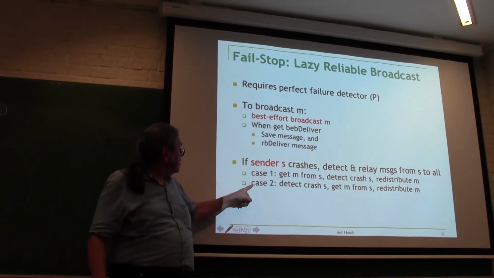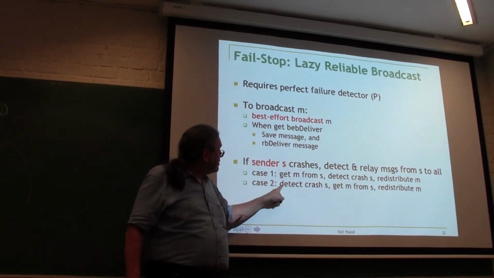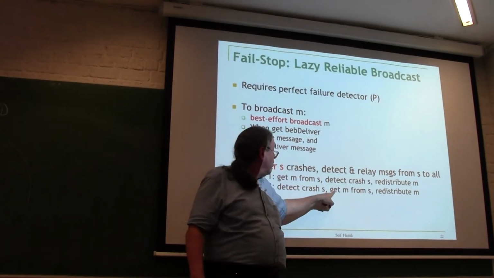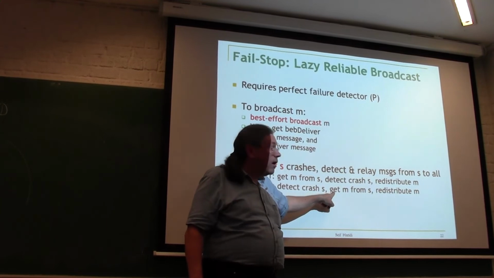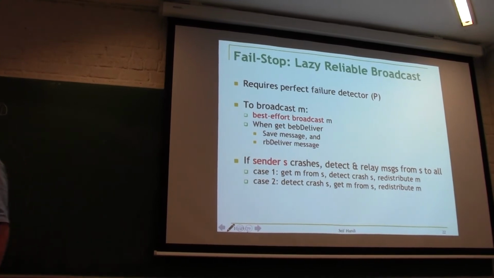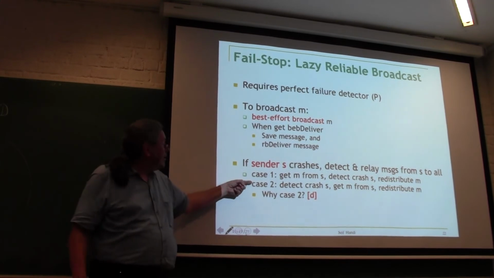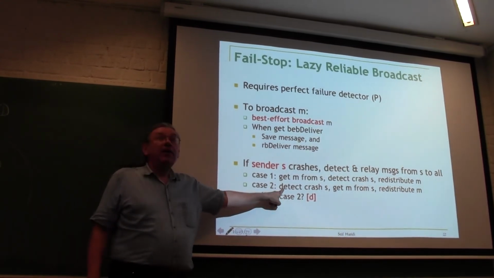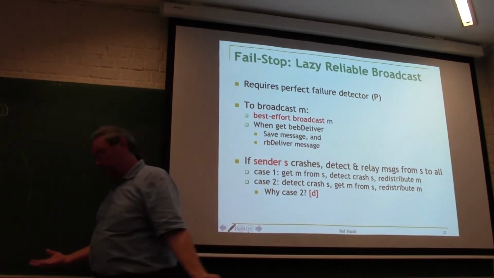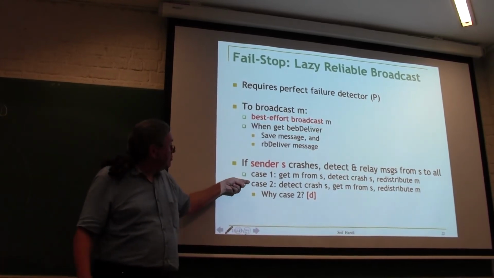There's another possibility: that another node will detect that the sender crashed, and then it gets the message M from S, from this crashed node, and then it does the best effort broadcast. Okay? So, little question for you. What's going on here? I detect the crash, but after I detect the crash, I get the message. Is that even possible? What's going on here? So it is possible, huh? That's possible. Why is it possible?